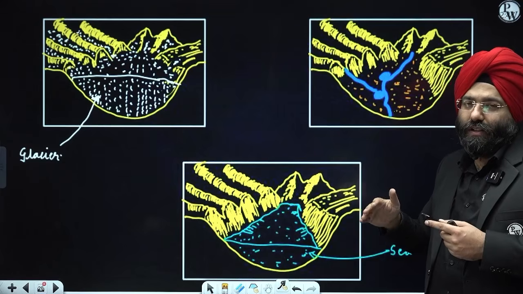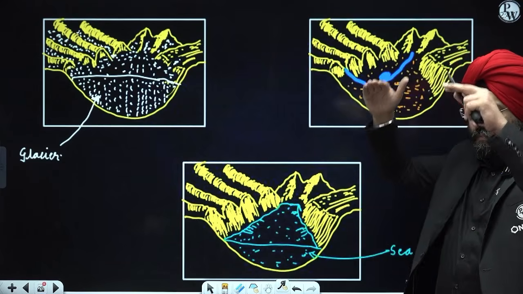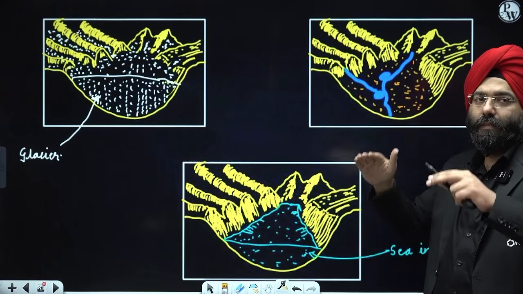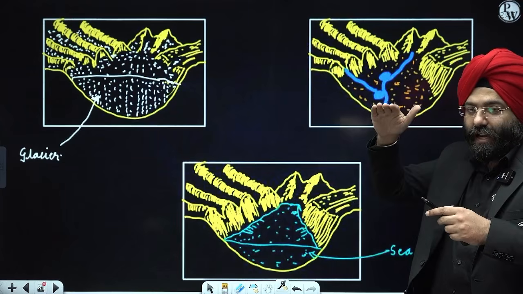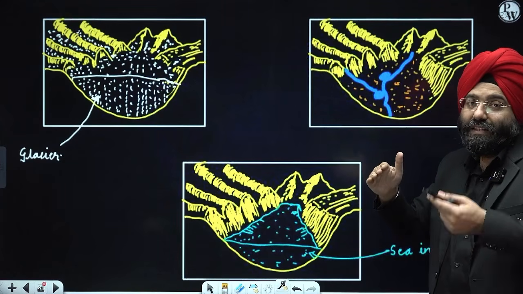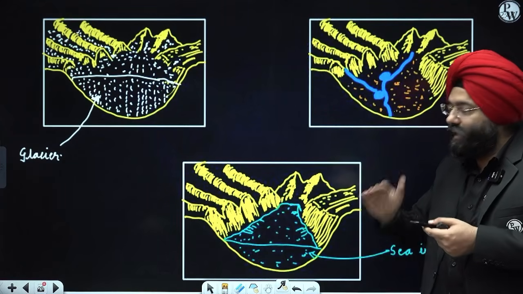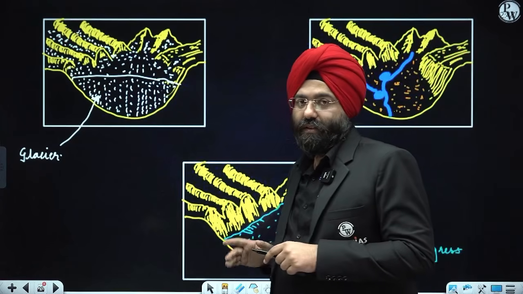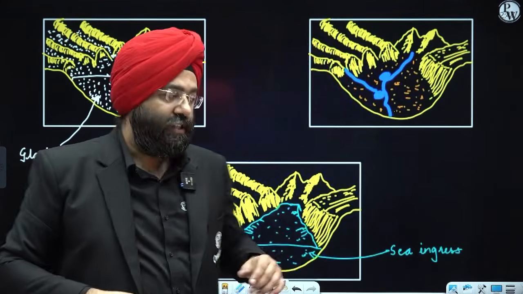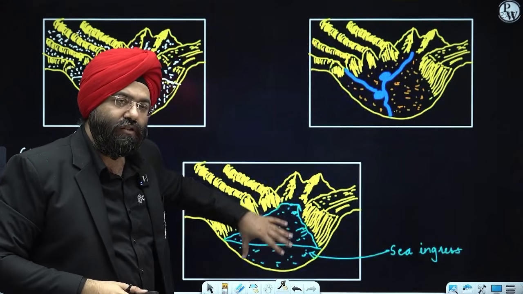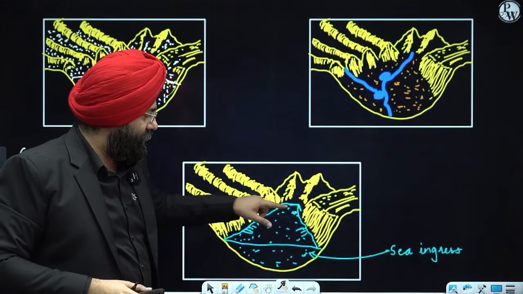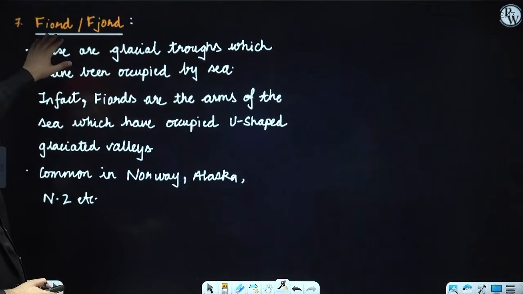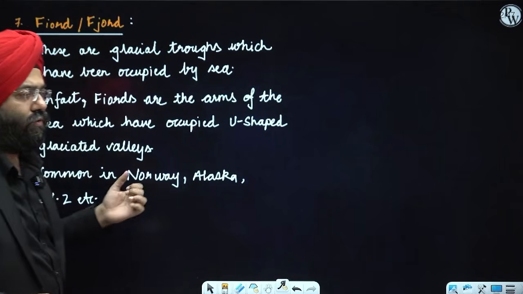Or due to some tectonic movements, there is a little bit of submergence of the continental mass or the land mass. Then also the decrease in the land mass level is taking place. So relatively the sea level appears to be higher, so it will enter. This is because of the tectonic activities that take place. Because of the tectonic activities, the U-shaped valley has an ingress of the sea or the oceanic water, and this is known as the fjord, or fjord, whatever you want to call it.